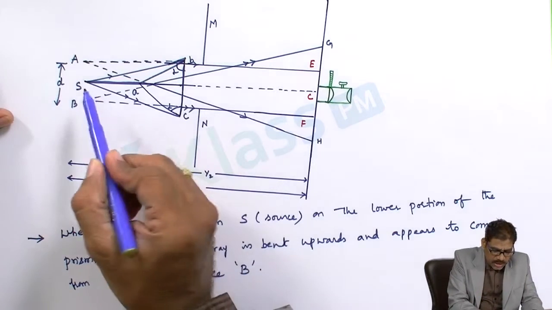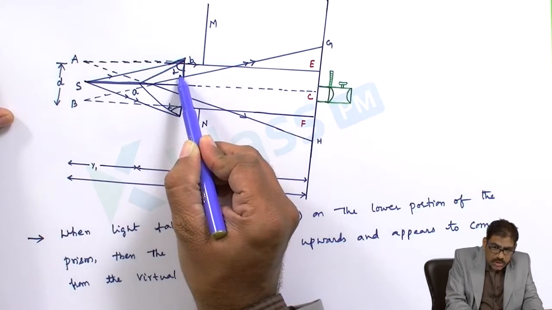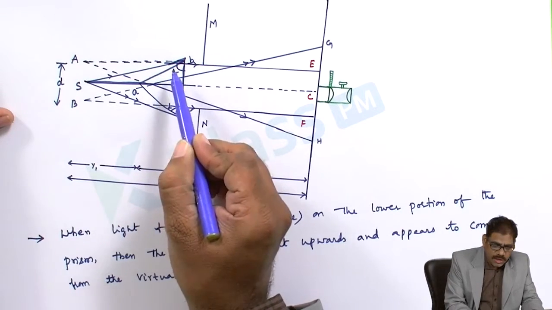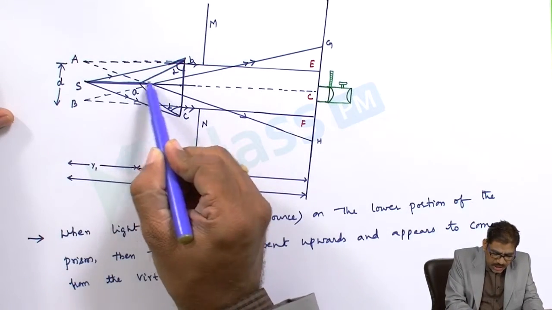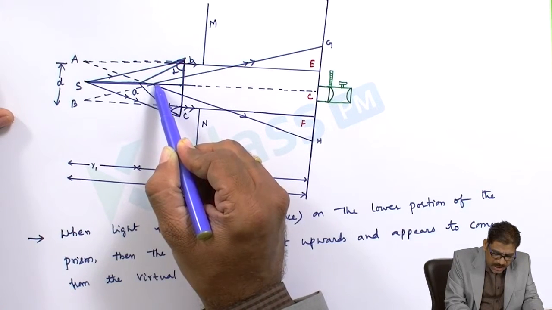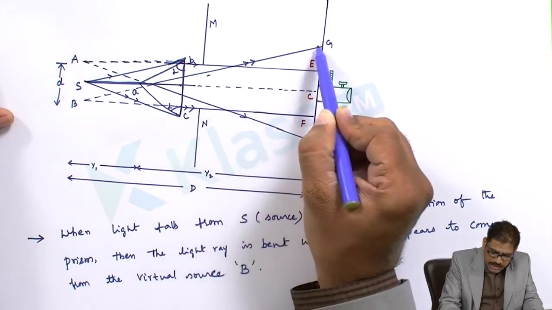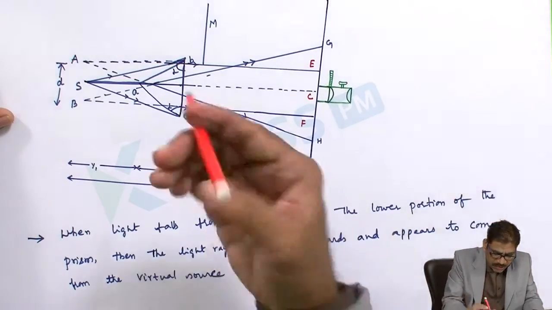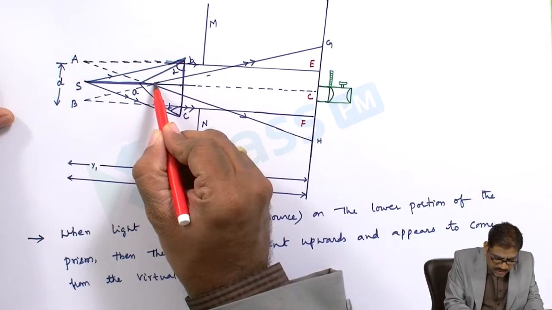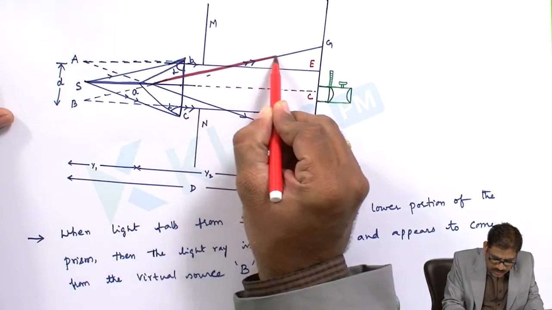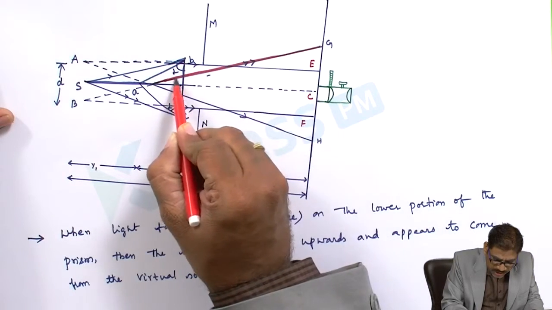So here, light is falling on the lower portion of the prism. When this is the view, it appears that the image is bending towards the upward direction. So this is what we can see here. So this is the upward direction. Let me mark it with one more sketch here. So this is bending towards the upper ray. So this is the upper ray what we are seeing here.